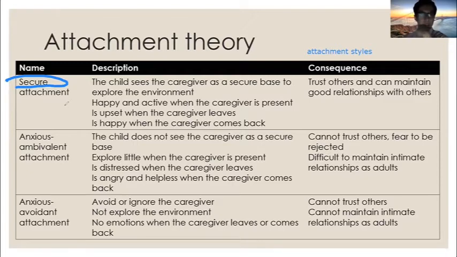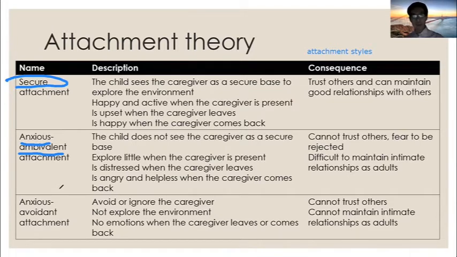The second type of attachment is called anxious ambivalent attachment. So this attachment is not a secure one. It's an anxious attachment, and one type of anxious attachment is ambivalent. The children do not see the caregiver as a secure base. They do not think that the caregiver is secure enough. When the caregiver is present, because they do not perceive the caregiver as a secure base, they do not really explore the environment.